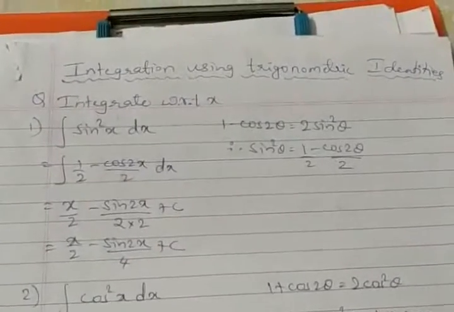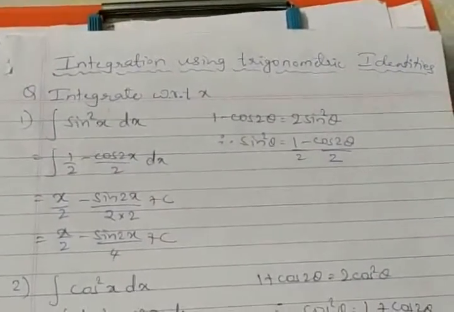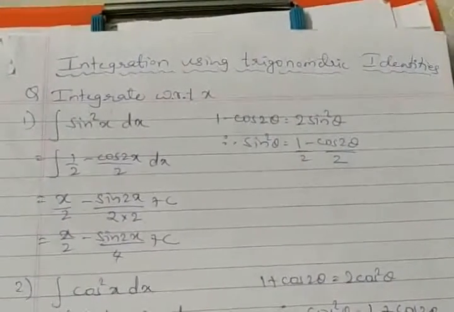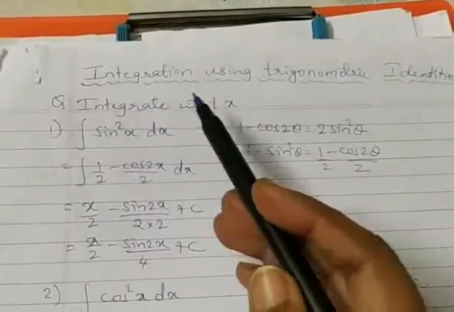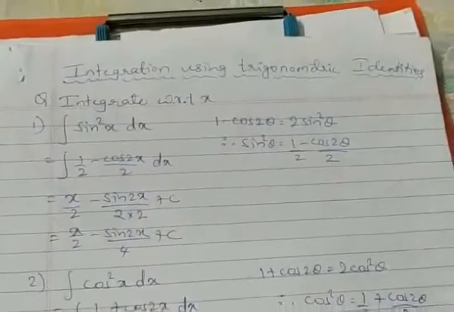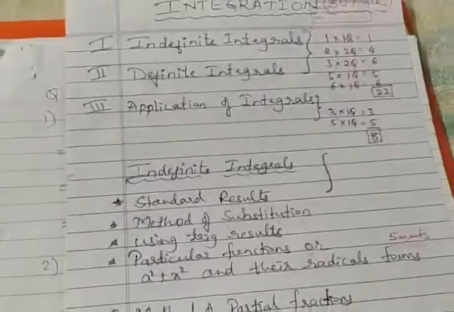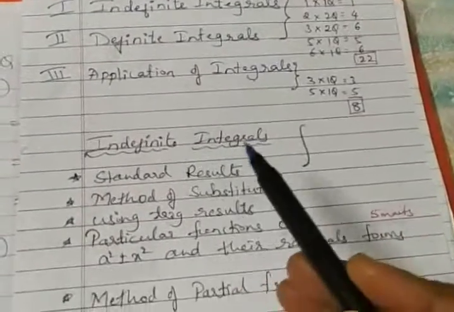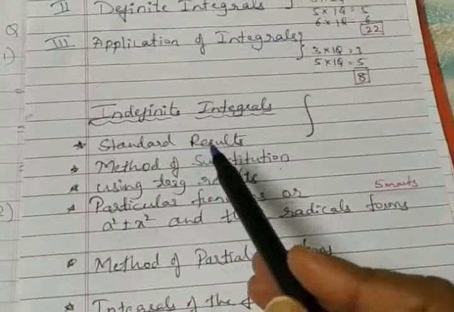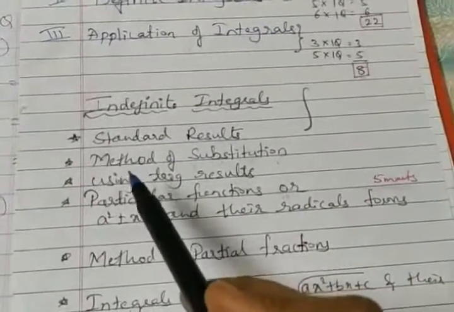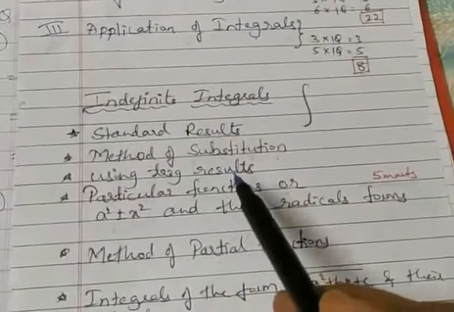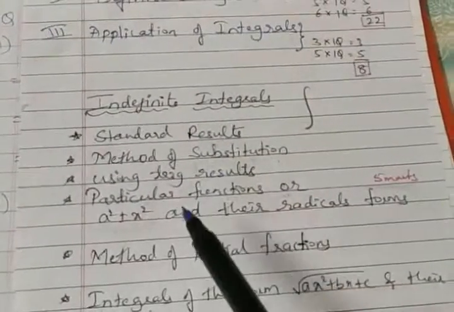Welcome back. In my previous video, we had taken a few numerical sums based on the substitution method, wherein we had discussed exercise 7.2. So today we'll start with integration using trigonometric identities. As I mentioned in my first video, the introduction of indefinite integrals, I gave you the subtopics which we'll be discussing in this chapter. The first part which I completed was the standard results, followed by the method of substitution, and today we'll go for using trigonometric results, how to integrate the given function.